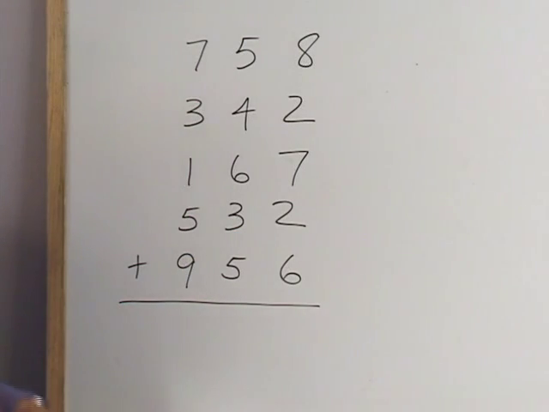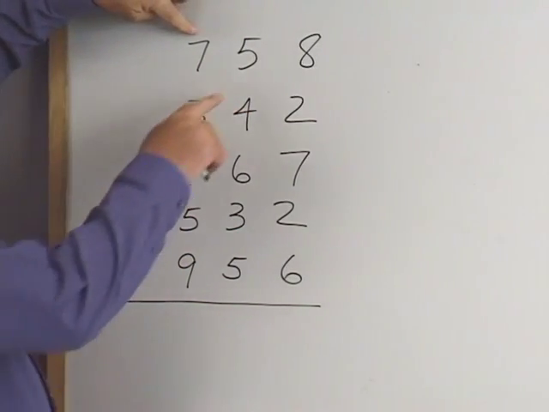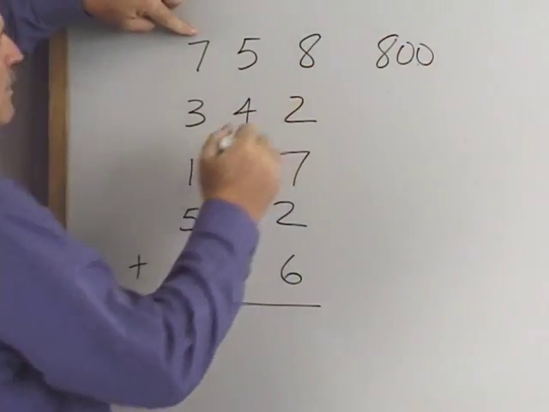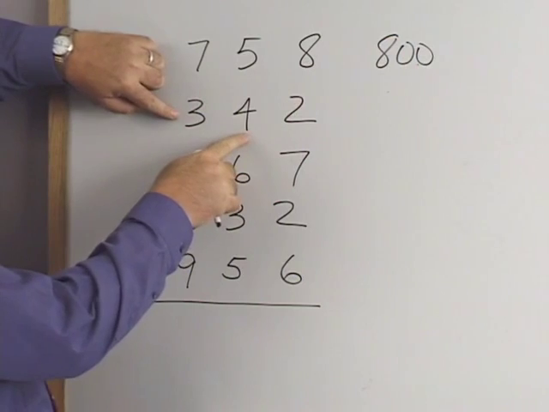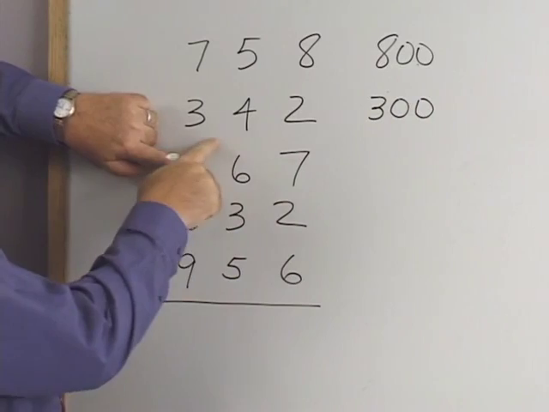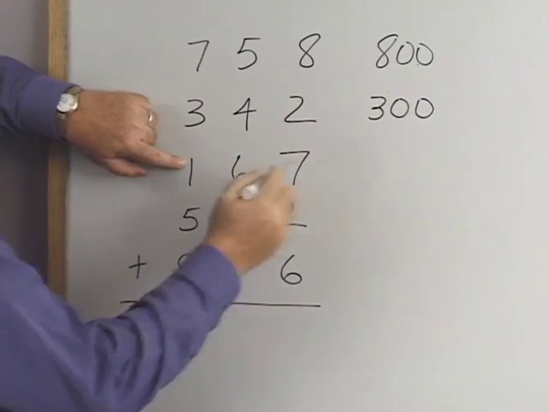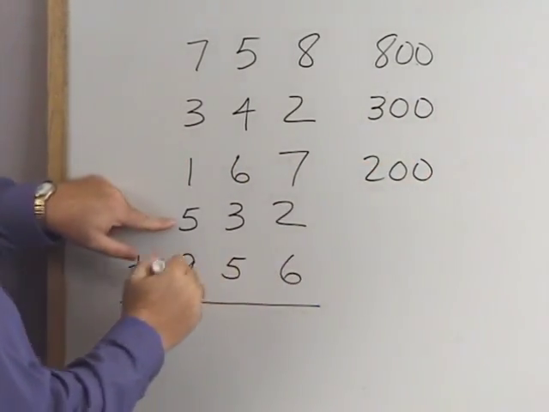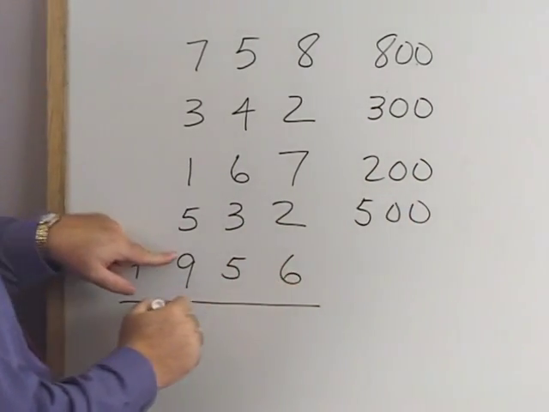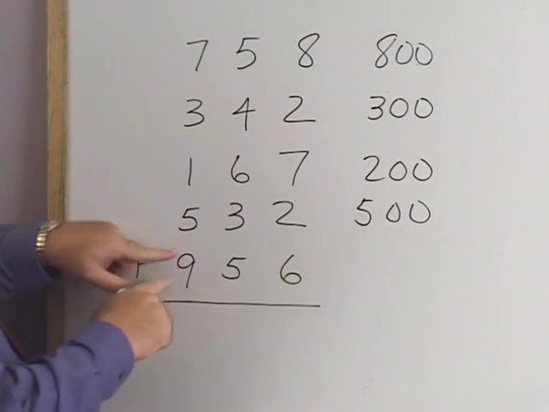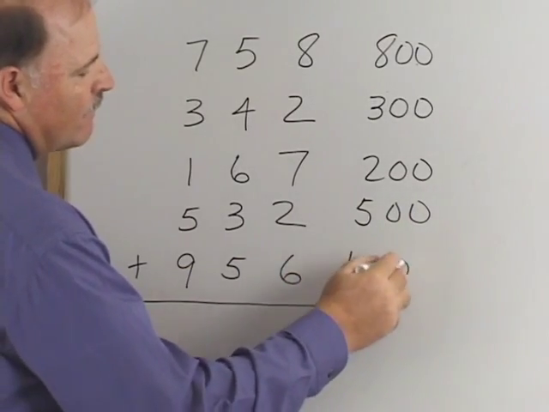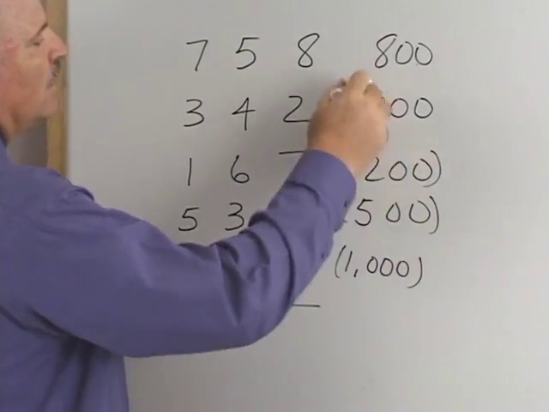So let's round this one right here. There's the 7. We're looking at the 7. What's the 5 make it do? Up or down? Okay. So this is 800. How about the 3? What's the 4 make it do? Go down. Okay. Looking at the 1 and the 6. Up. So that'd be 200. 5 and the 3. That goes down, 500. Up. So what's 1 more than 900? 1,000. Okay. So we're going to put these in parentheses because they're just our little helpers.